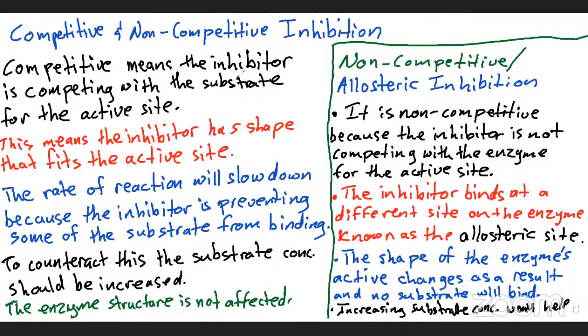Go ahead, Cameron. So for the allosteric inhibition, you have it competing with the enzyme for the active site. Shouldn't it be the substrate? Wait, for allosteric? Which part? In black at the top. It is non-competitive because the inhibitor is not competing. Yes, thank you. Substrate. It is not competing with the substrate.